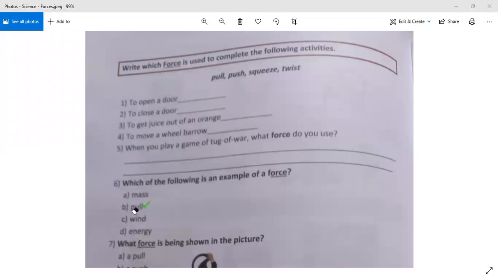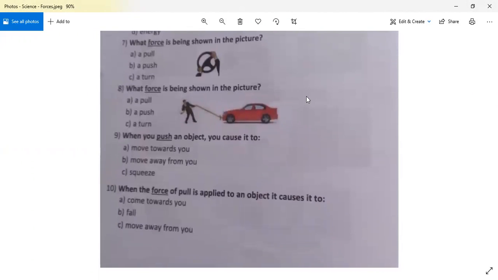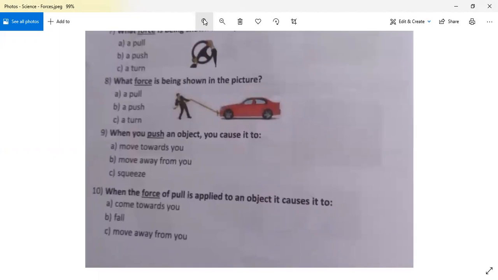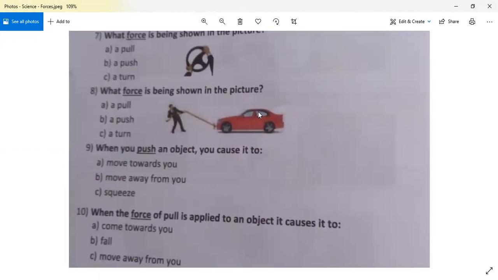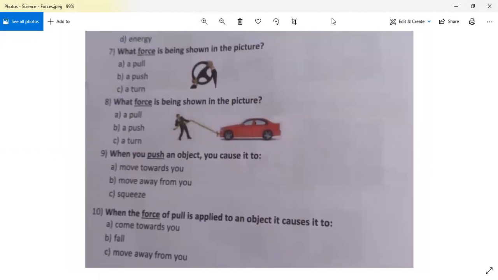Now let's move on to number 7. Okay, so we're moving on to number 7, until we get to 10. So let's make it a little bigger so we can all see it. Okay, make that a little smaller. Right, here we are now. Okay, let's get back our letters. Here we have to choose the answer, so I'm going to get my correct sign. Let's read number 7. What force is being shown in the picture? Read it for yourself.